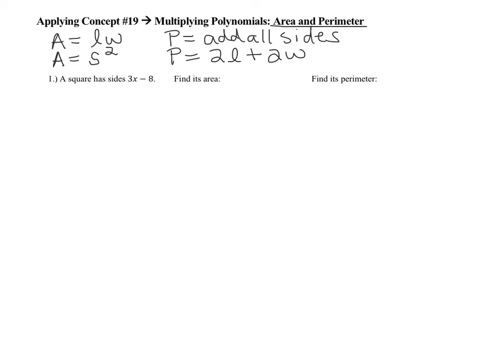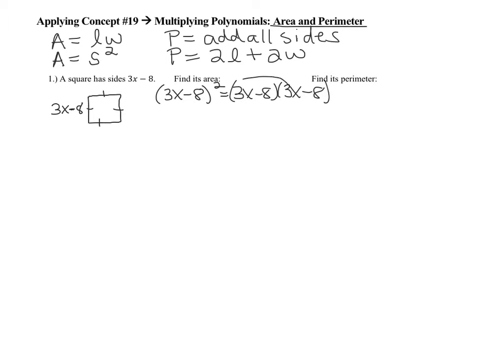So now let's go ahead and take a look at number 1. It says a square has sides 3x minus 8. Well, let's go ahead and draw a square. Well, what do we know about a square? A square has 4 equal sides. And so if I'm saying that it has a side that's called 3x minus 8, well, that means that 3x minus 8 goes all the way around the shape. So when it says find its area, what we're going to do is 3x minus 8 squared, or that's the same as 3x minus 8 times 3x minus 8.